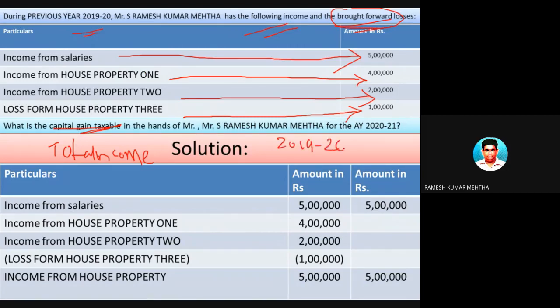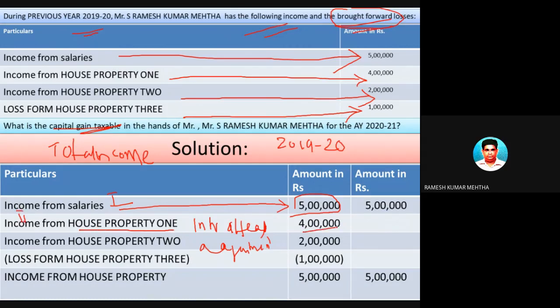So first step is intra-source, or intra-head adjustment. Intra-head adjustment. So first one is salary income. This is salary income. Second one is income from house property. This is the first heading, income under income from salary. Second heading, income from house property.